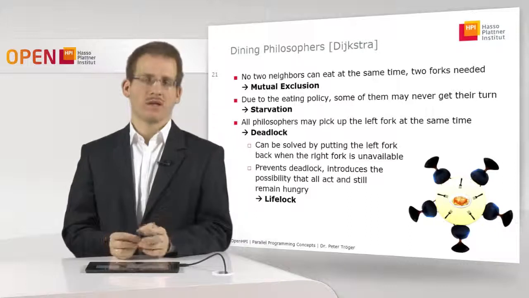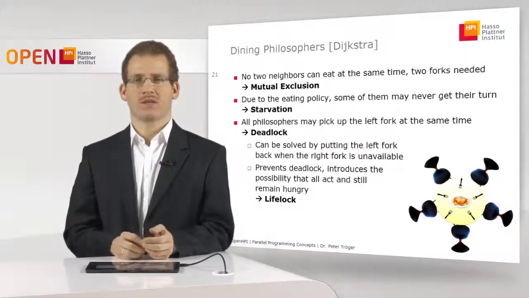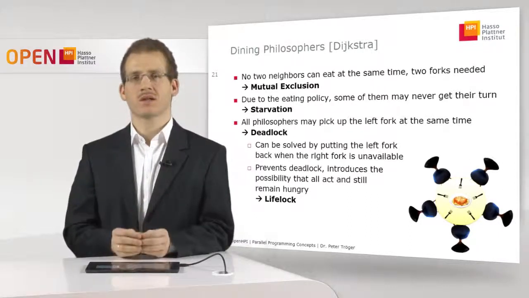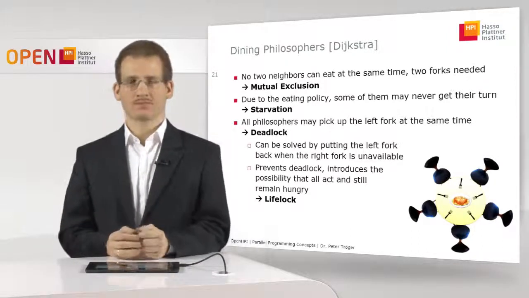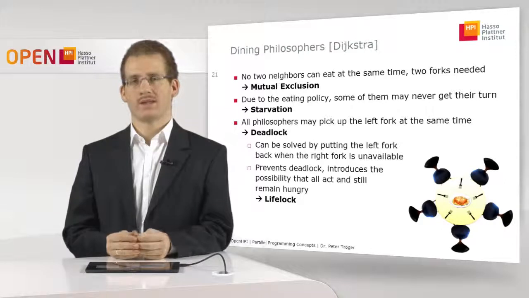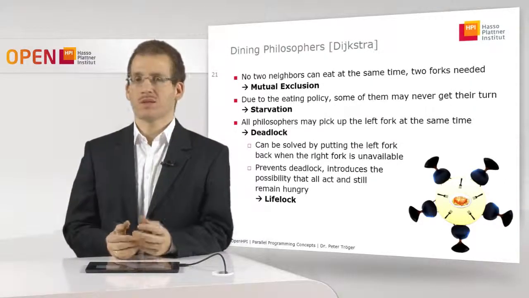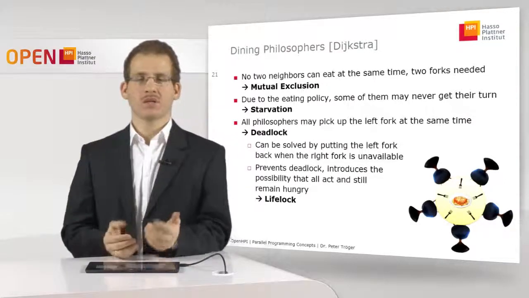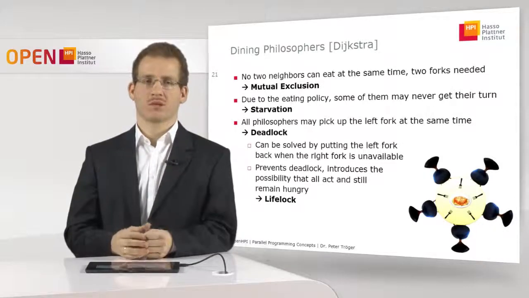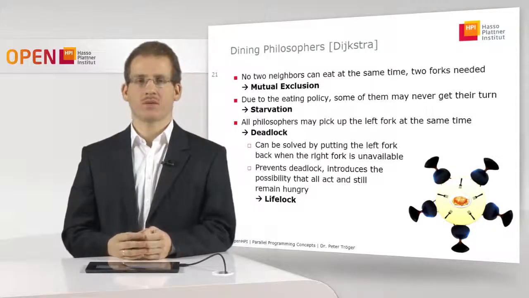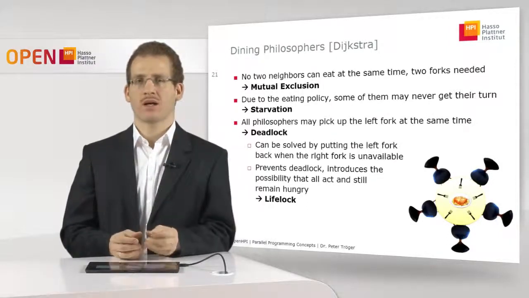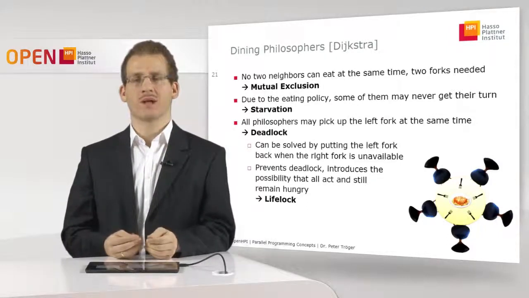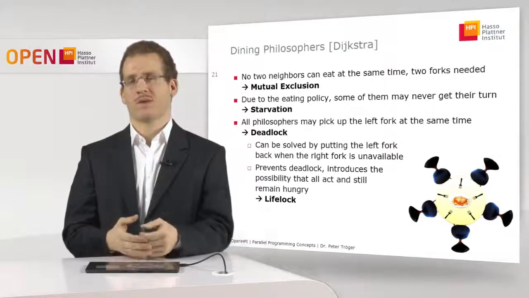This is a bad thing, so actually one of the obvious ideas would be now to change the policy a little bit and to allow the philosophers to lay down the second fork again when they see that the right fork is not available. This would prevent the deadlock in the system, but it brings us another problem, which is the so-called livelock. Livelock is a problem where you have local progress, so some of your concurrent activities are able to progress, but the overall application is not able to get forward.